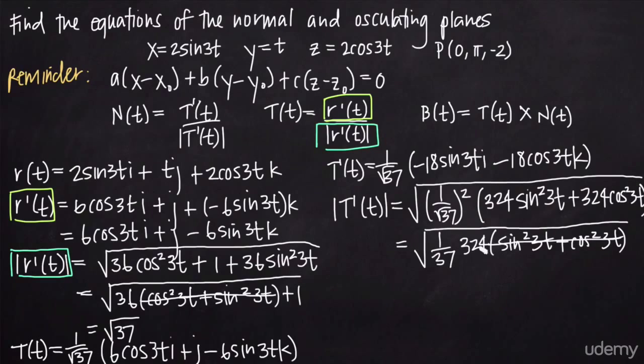So 324 times 1 just gives us 324. We know that the square root of 324 is 18. So what we're going to end up with here is just 18 over root 37 as the magnitude of the derivative of our unit tangent vector.